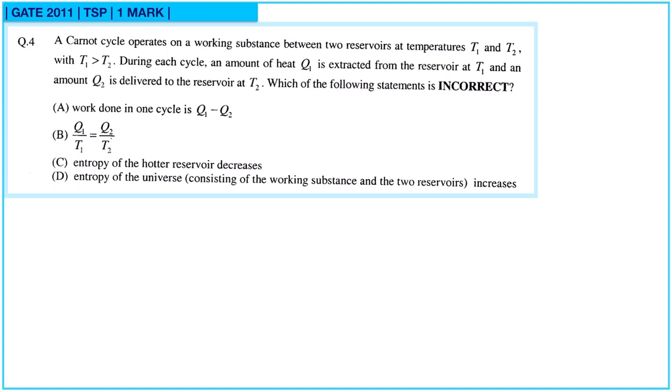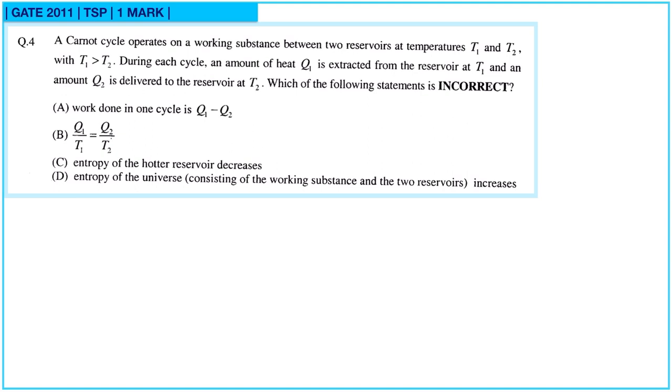Question 4. A Carnot cycle operates on a working substance between two reservoirs at temperature T1 and T2 with T1 greater than T2. During each cycle, an amount of heat Q1 is extracted from the reservoir at temperature T1 and amount Q2 is delivered to the reservoir at T2. Which of the following statement is incorrect?